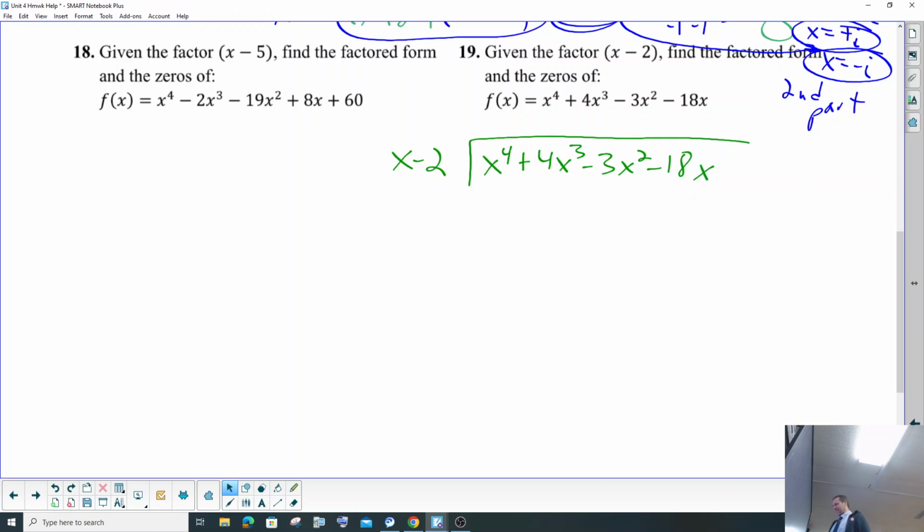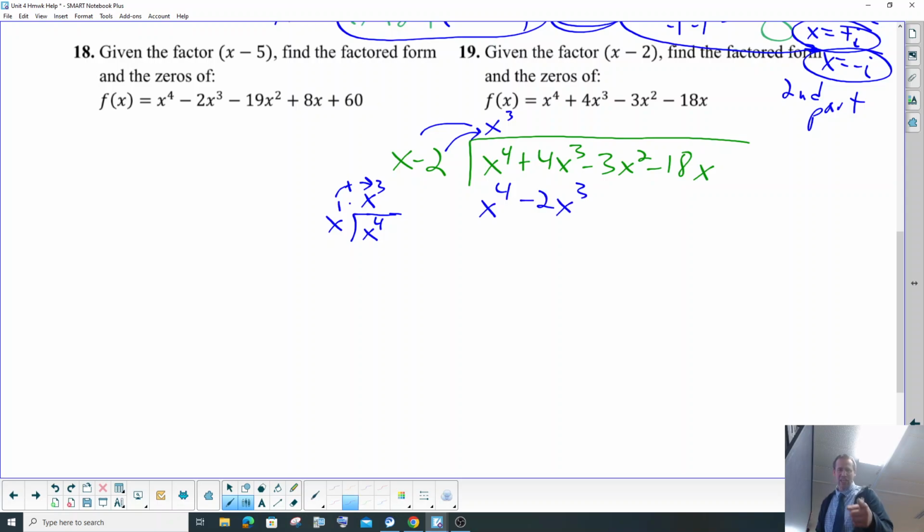So let's go ahead. x goes into x to the 4th power how many times? We need 3 more of them, because 1 plus 3 is 4. So x to the 3rd power is the first part of our answer. x times x to the 3rd is x to the 4th, and negative 2 times x to the 3rd power is negative 2x to the 3rd power. And then we change the signs.